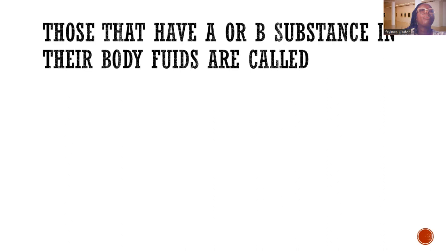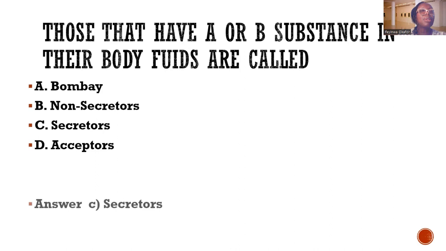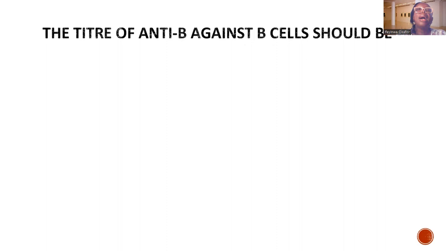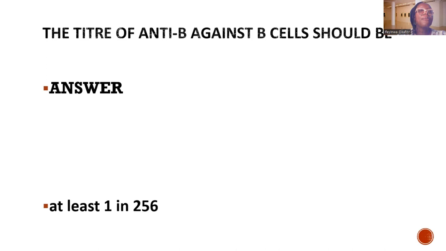Those that can produce A or B substance in their body fluid are called A, bone marrow, B, non-secretors, C, secretors, D, acceptors. Answer is C, secretors. Secretors are those that have the capacity to produce A or B substances in their body fluid, like saliva, while non-secretors are those that cannot produce A or B substances in their body fluid. The titer of anti-B against B cells should be at least 1 in 256.